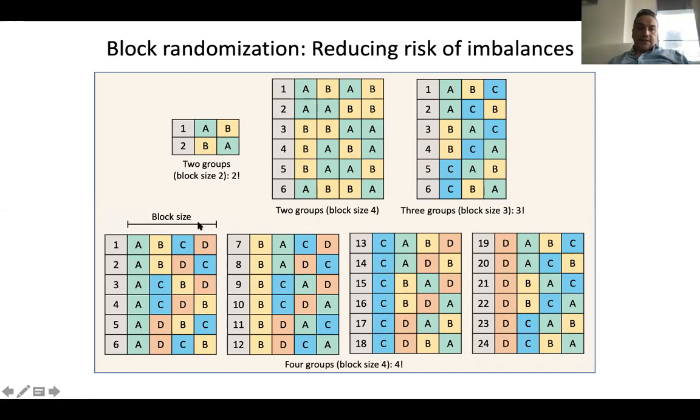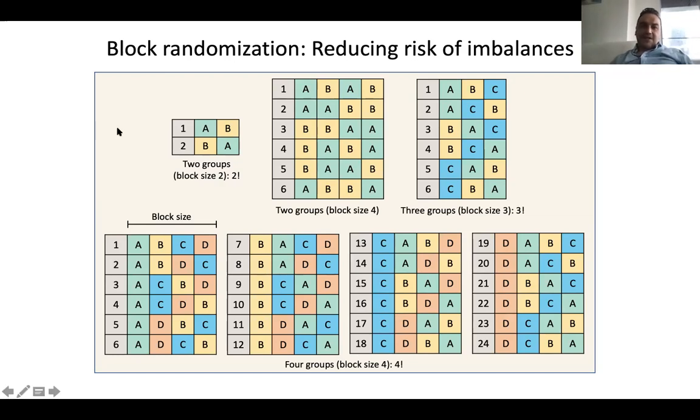So here you have two groups. When you have two groups and you choose a block size of 2, that means that there are only two options, AB or BA, right? What is the problem with this? That it's very easy to guess the next one, right?